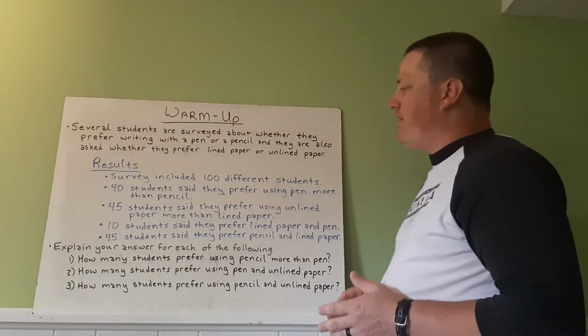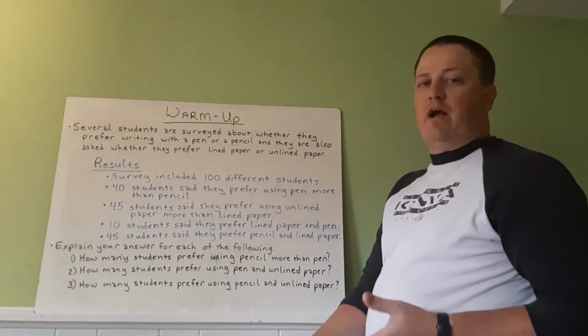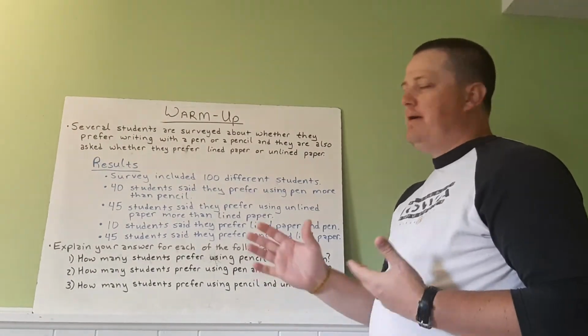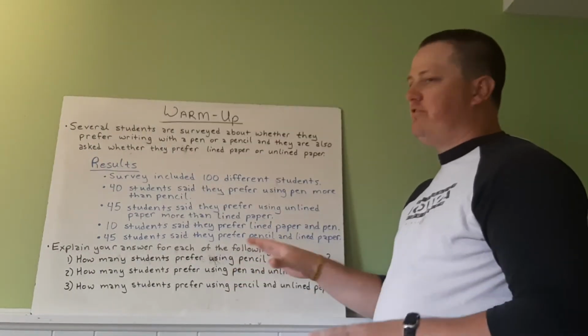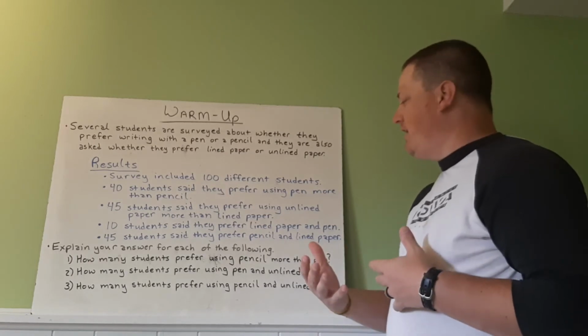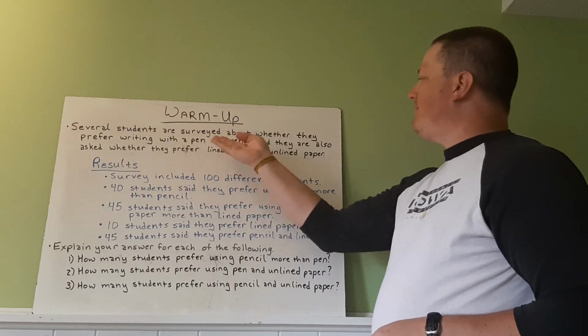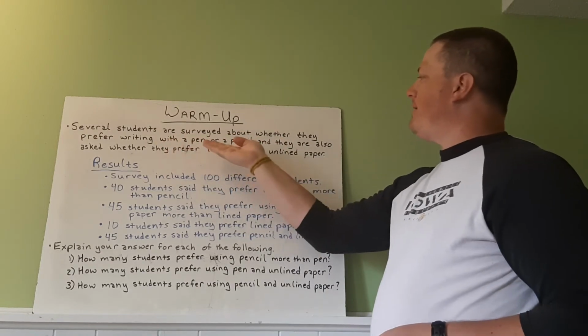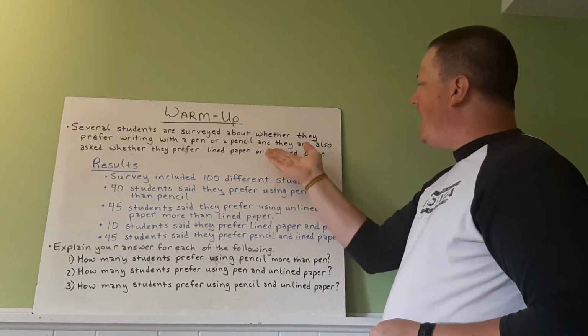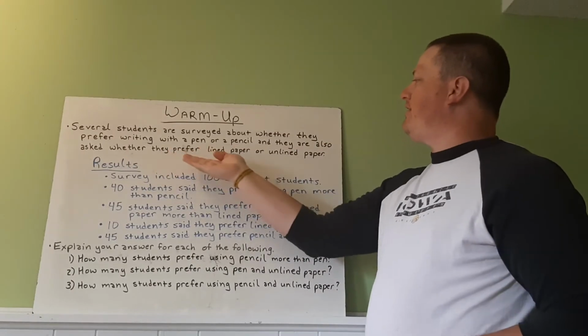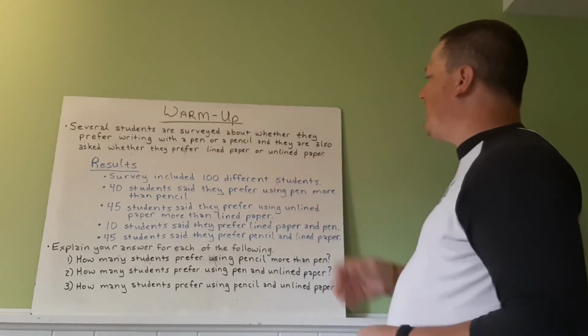All right, you're going to try this. If you need to, maybe try and make a two-way table to help you, but that's kind of the goal, is this is going to lead us into our discussion and understanding of how to use two-way tables. Several students are surveyed about whether they prefer writing with a pen or a pencil, and they're also asked whether they prefer lined paper or unlined paper.